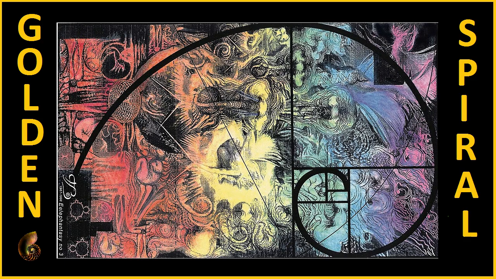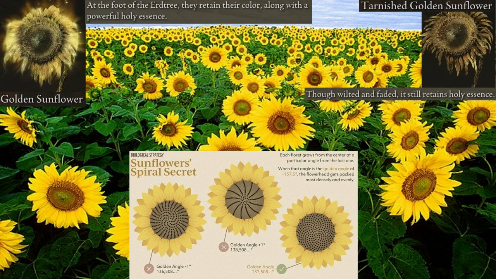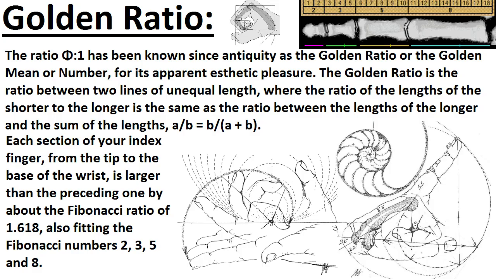Spirals found in nature can be attributed to the belief in the golden spiral, which is related to the mathematical golden ratio or Fibonacci sequence. The golden ratio is found in the seed formation of a sunflower, as well as can display how trees grow their branches. Hold up your finger. Each section, from the tip to the base to the wrist, is larger than the preceding one by roughly the ratio of phi, the golden ratio.